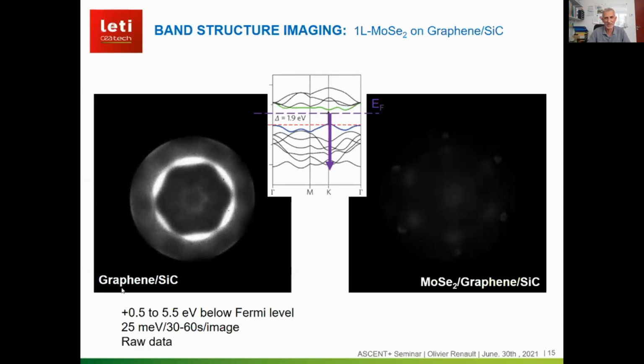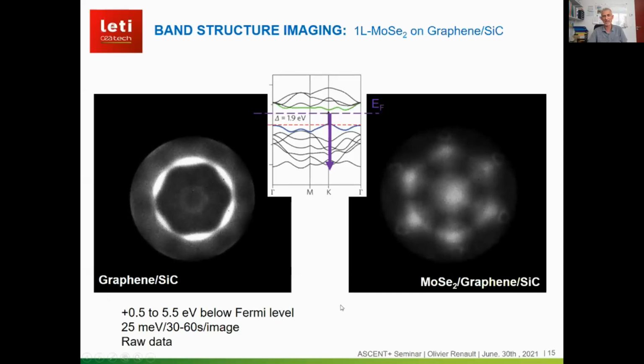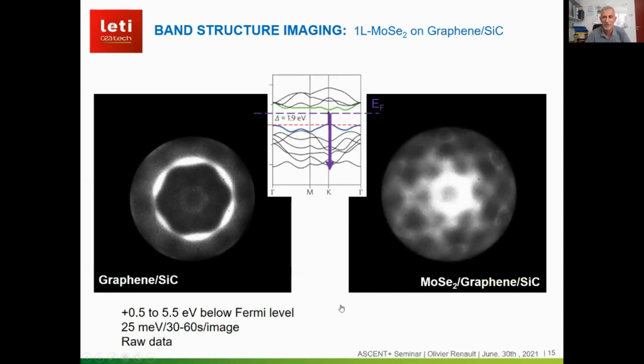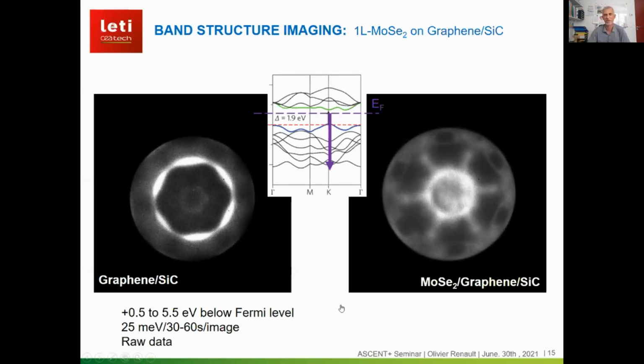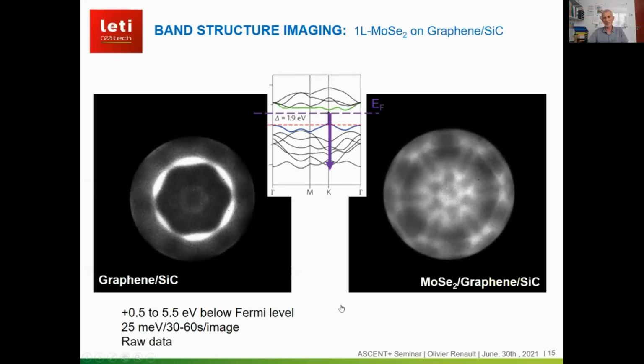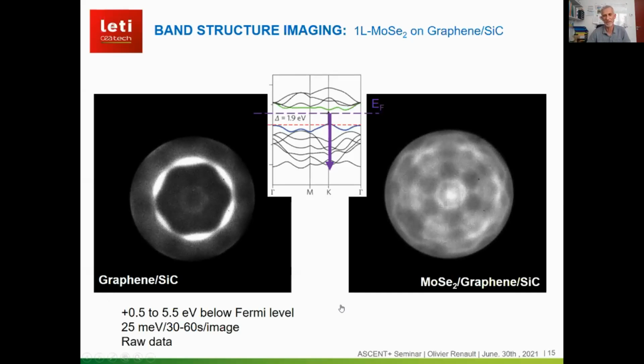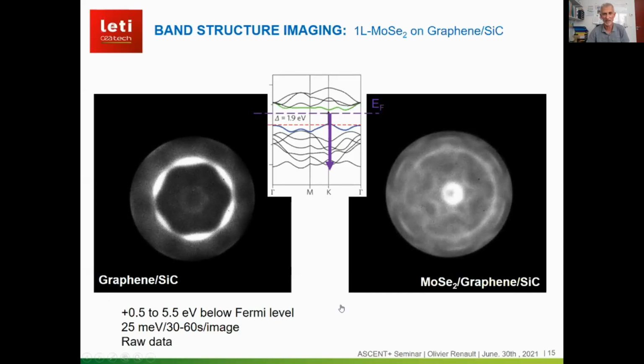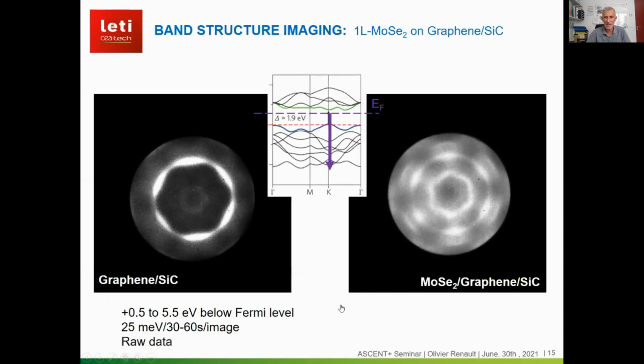So this is the first case on the left, and on the right you have the same case with a molybdenum diselenide layer on top covering graphene, and you find both the band structure of molybdenum diselenide and graphene. These are raw data, so very nice images that you can use almost without any kind of post-treatment.